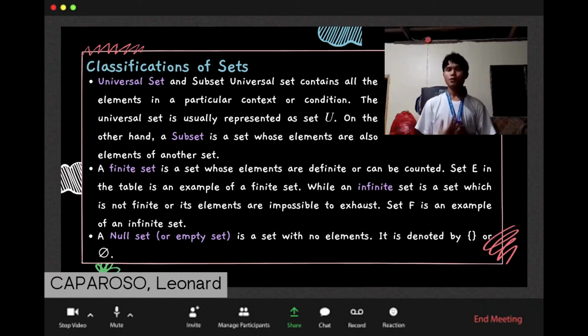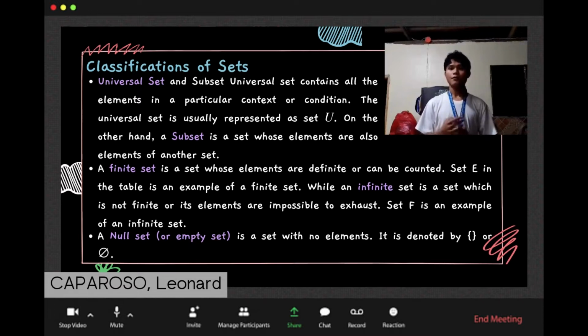Classifications of sets. Number 1, the universal set. The universal set contains all the elements in a particular context or condition. The universal set is usually represented as set U. For example, when discussing the English alphabet, the universal set will be the letters of the English alphabet. Other letters or symbols are not included. On the other hand, a subset is a set whose elements are also elements of another set.